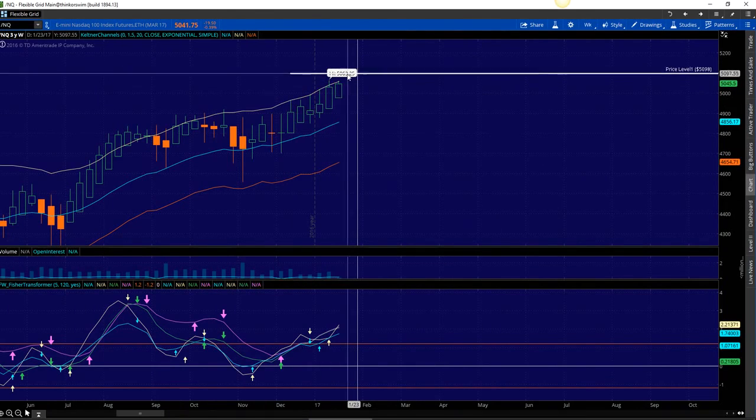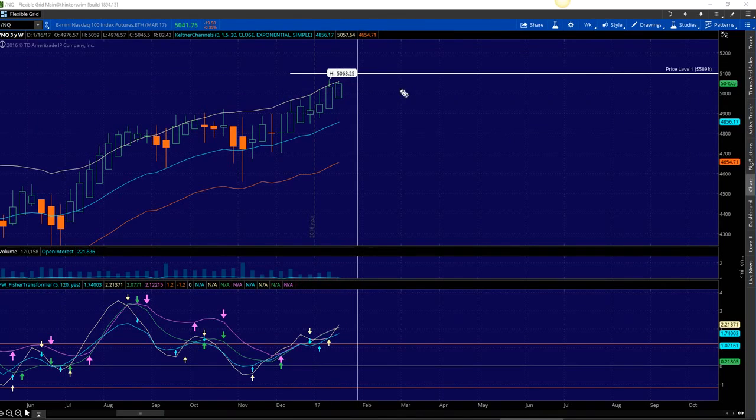So all we need to do is decide whether price in the next 3 days is going to be below that white line, or above it. So here's what I look for. Look at this weekly chart on the NASDAQ 100. Look how overbought we are. And then also look at our Fisher transformer, which is basically an RSI indicator. Up here is overbought, down here is oversold.